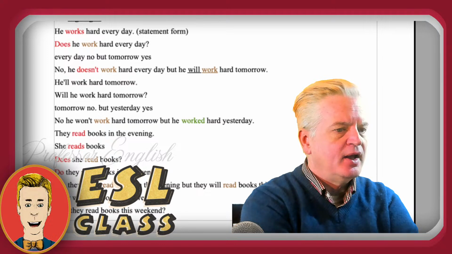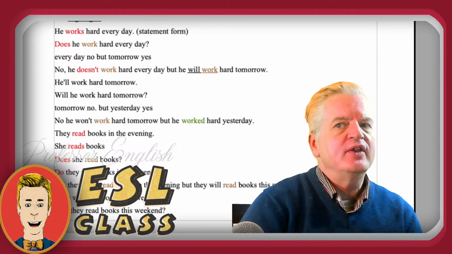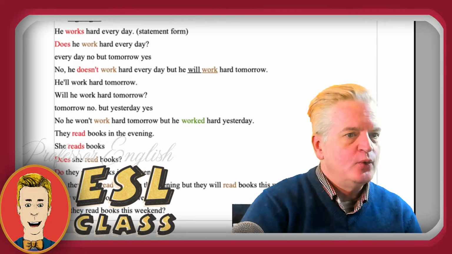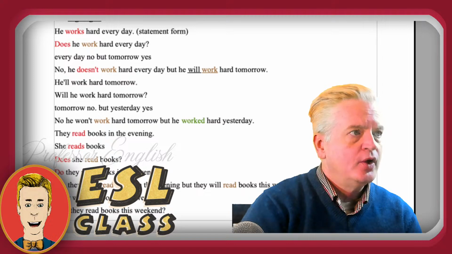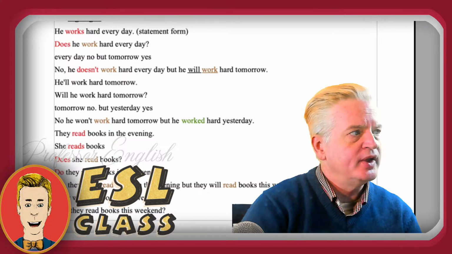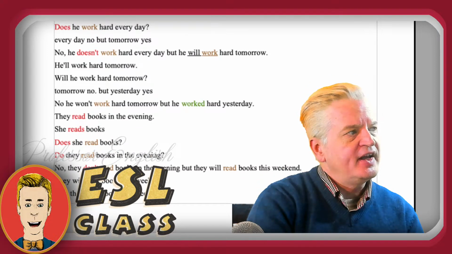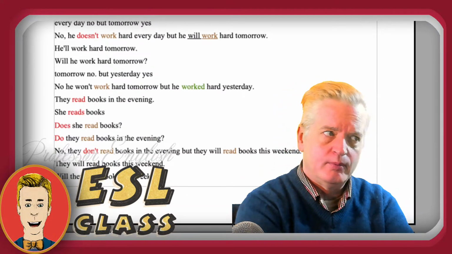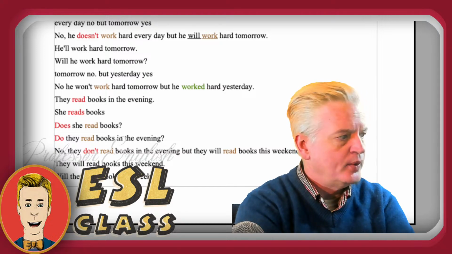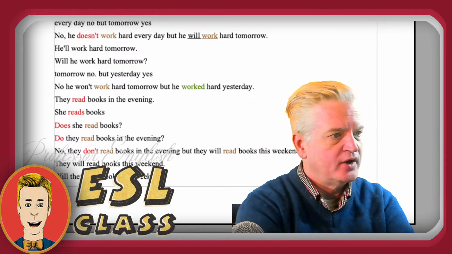How would you make a basic yes-no question with that sentence? Will he work hard? Will he work hard tomorrow? Let's say tomorrow, no. How will you answer? No, he won't. No, he won't work hard. No, he won't work hard tomorrow.